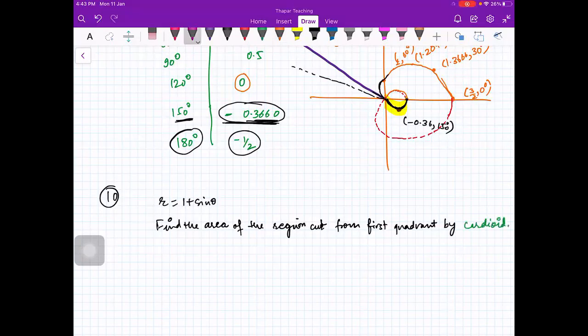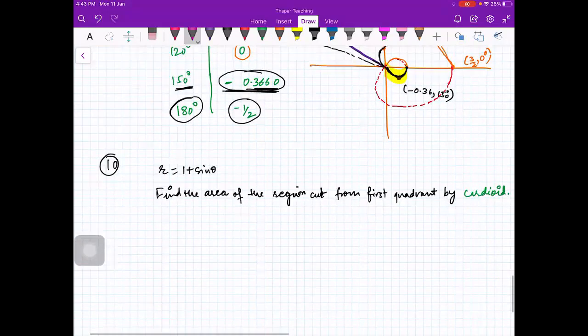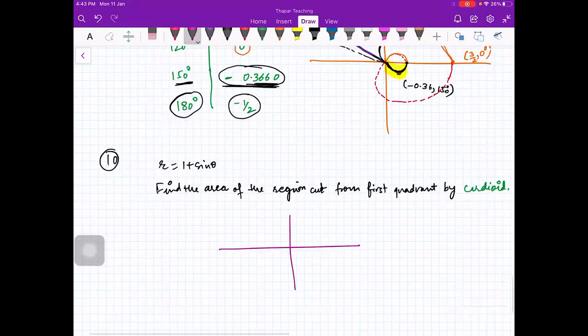So look at this problem. R is equal to 1 plus sine theta. Find the area cut from the first quadrant by this cardioid. So already you know how to plot this cardioid. So this is the upper cardioid. It is like this. Right. So you have to find out this area.